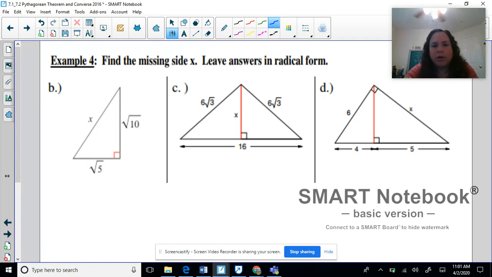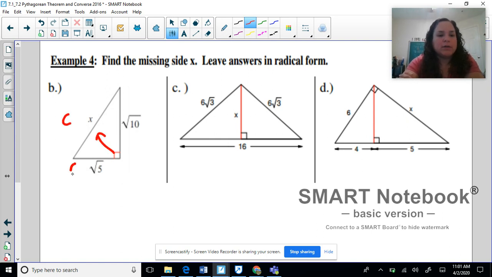Here we're starting off with example 4 and we're given 3 triangles and we're asked to find the missing side labeled x. In the first example, we have x as our hypotenuse. So that would be our C. Here's our A. Here's our B. We're going to plug them into the Pythagorean theorem and find x.